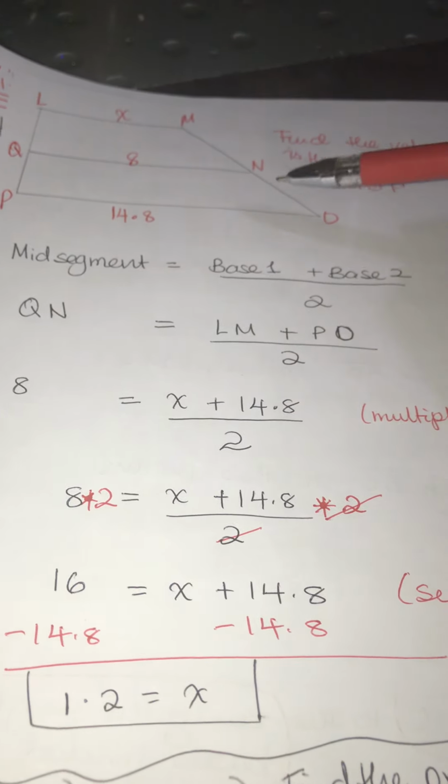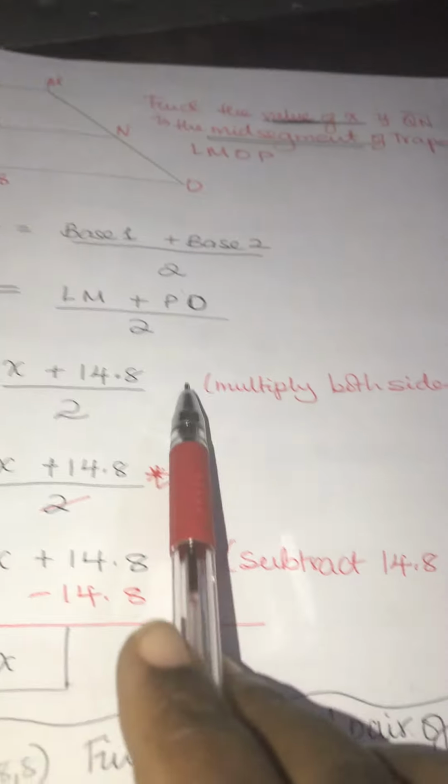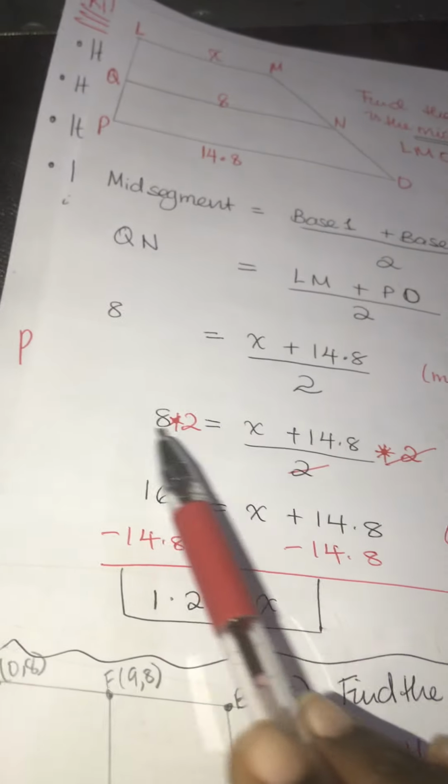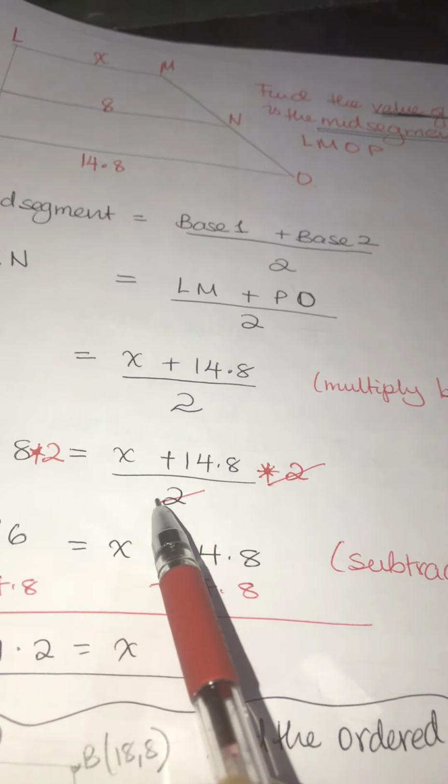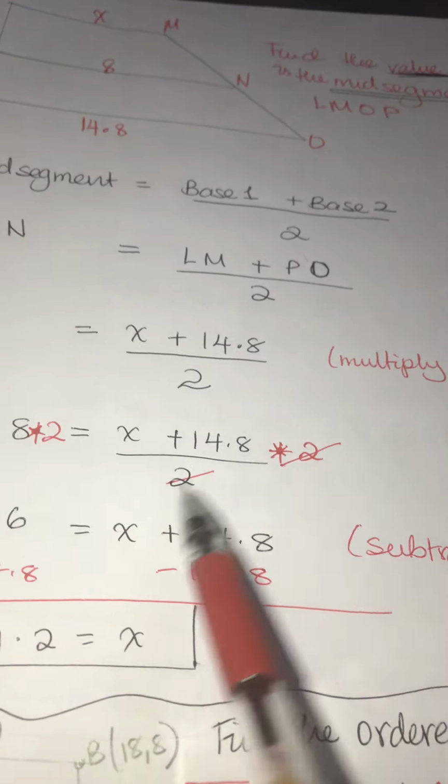So how do I solve? I have to multiply both sides by 2, which I did to get rid of this denominator. So I do the multiplicative inverse. Since we have a denominator of 2, I have to make a numerator 2. Then I divide them, it becomes 1. That's why I cross them out. And then I subtract 14.8 on both sides. And then x is 1.2.